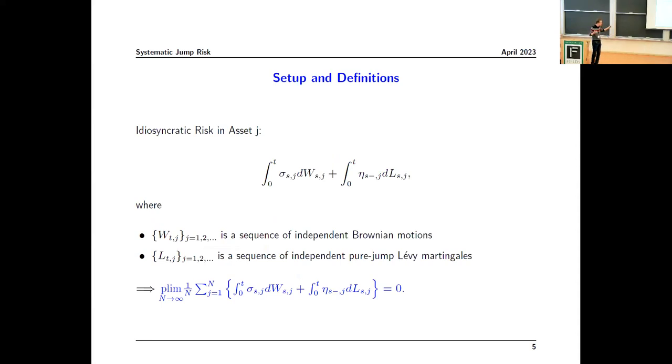I will also define the idiosyncratic risk on the next slide, but that's not surprising. You can have two components. One is the normal type of idiosyncratic risk, which is these guys here, and then you have the jumpy part, which is represented in a similar way. It's just that L is for some kind of jump type process, and this is a Brownian motion. The important thing here is that each of those shocks has, of course, subscript J, and I assume that those driving processes are independent across J's. That means that if I take the sample average of those, you can wash out this risk, right? The cross-sectional average converges to zero.